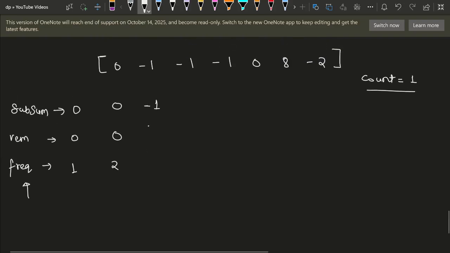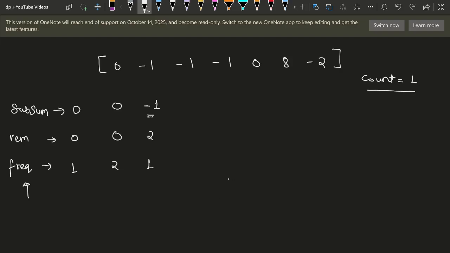So if we do that, we see that subarray sum is here minus 1, and minus 1 can be written as 3 into minus 1 plus 2. So this becomes your remainder. And then we see does 2 already exist in our hash map or not. If it does not exist, we simply update the frequency.